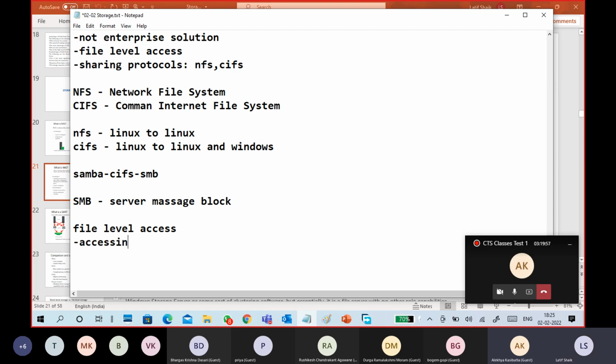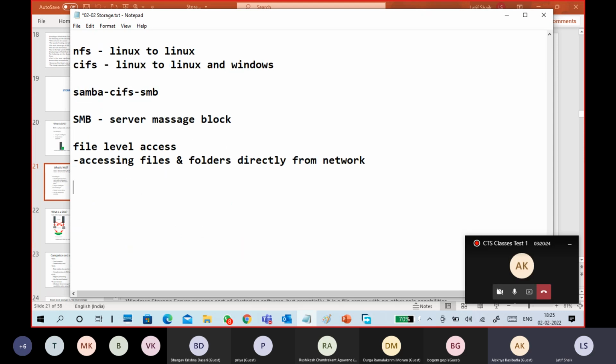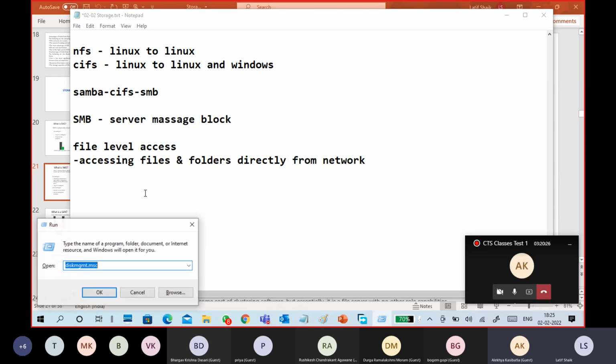Accessing files directly from the network. Not mounting and all, very simply directly accessing files or folders. Whatever it is, folders or directories, accessing files directly from the network. So the meaning is very simple, guys.